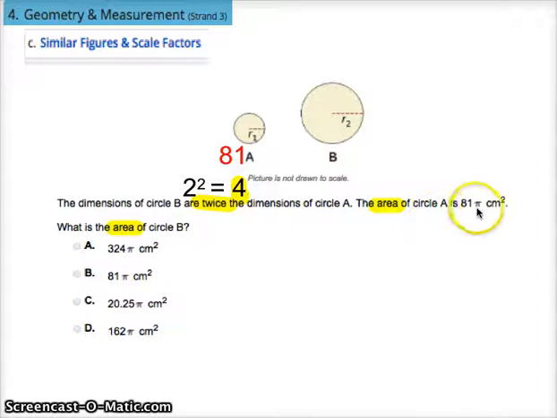Now you'll notice there's a little pi symbol stuck to this. We'll talk about that when we work with circles soon. So 81 pi, take it times 4 is now 324 pi. So A.